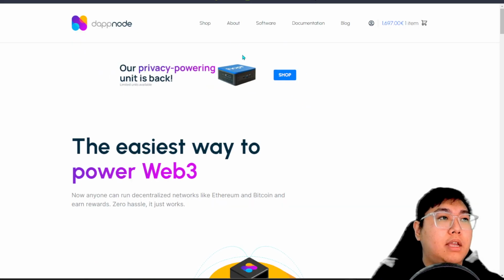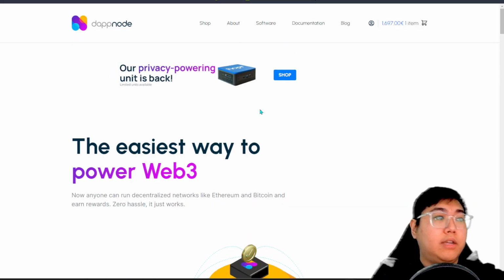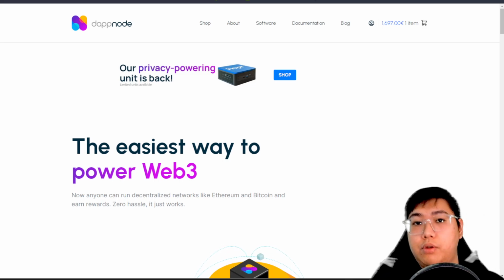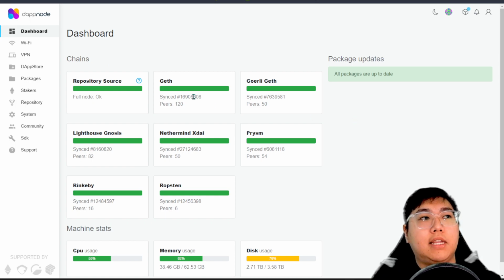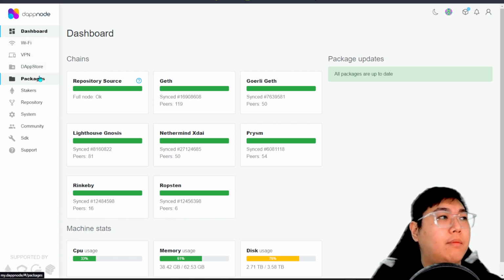And after that I would say running this DAppNode itself, once you get the device, how do you run it? I'm just going to show you the interface. The interface itself is fairly simple to use. You just download the device, and after that type in this over here, and connect to the WireGuard. Then after that you can just click on maybe your package.